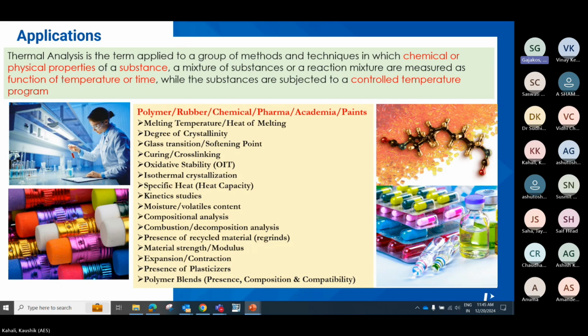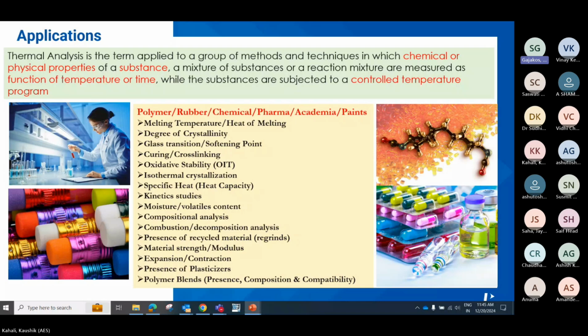So before that, let us understand what thermal analysis is. It is a term applied to a group of methods and techniques in which a chemical or physical property of a substance, a mixture of substances, or a reaction mixture is measured as a function of temperature or time, while the substance is subjected to a controlled temperature program.